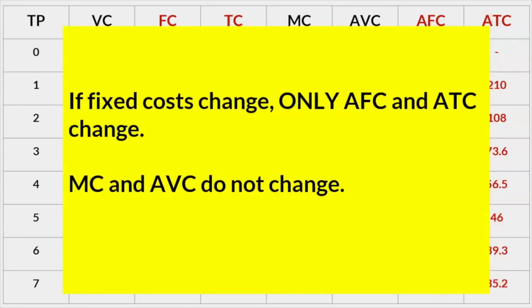And so at the end of the day, if fixed cost changes, the only thing that changes for our per unit cost curves, the only thing that's going to change on our graph, is going to be our AFC and our ATC. Our marginal cost and our average variable cost do not change when only our fixed cost changes here.